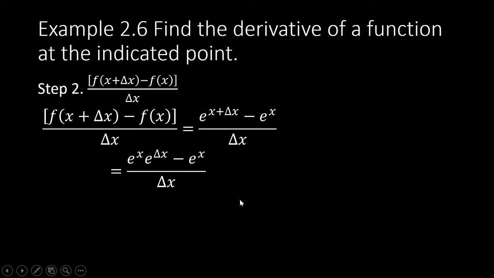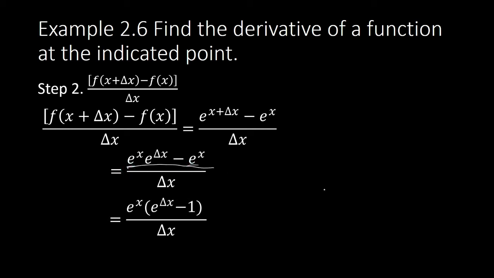And what do we do next? Well, what I did here is I factored out a common factor. e to the x is a common factor in these 2 terms. And so what is left here, when you factor out e to the x, is 1. So this is equal to e to the x times e to the delta x minus 1, divided by delta x. We shall now go to step 3. In step 3, we will evaluate the limit of this. What is the limit of this when delta x approaches 0?